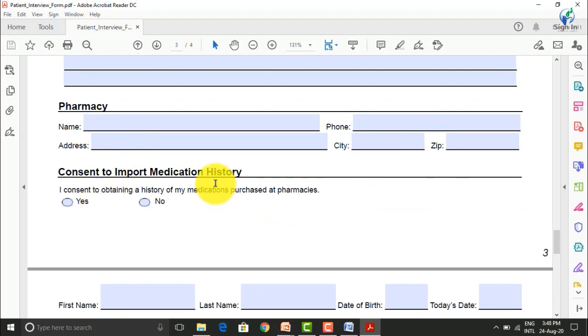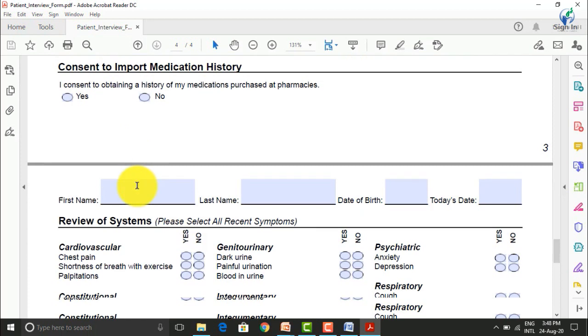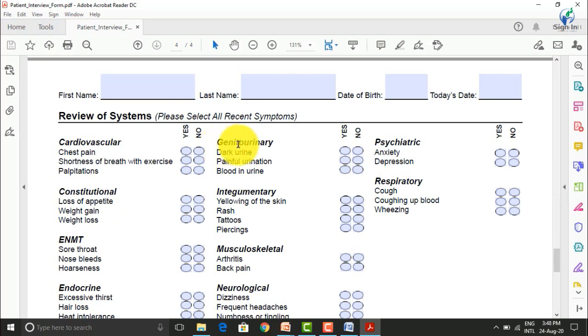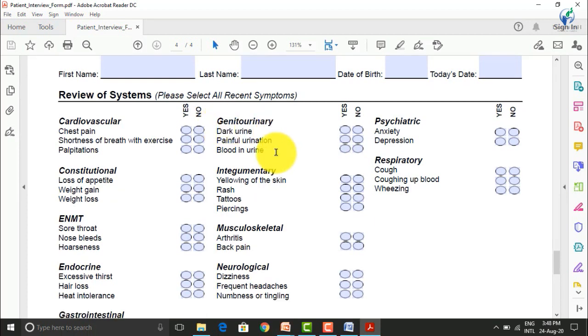Then consent to import the medication history. अगर आप ये consent आपको देना है कि medication history, आपकी एक medication history जो भी pharmacy store से आप ले रहे हो वहाँ पे भी रहेगी. So are you giving the consent to this or not? That will be mentioned over here. Then review of systems, whether the patient is having any cardiovascular or urinary disease recently, that means currently, for example, chest pain, shortness of breath with exercise or palpitation, then psychiatric anxiety, or the patient is suffering from depression, that we have to mention over here.